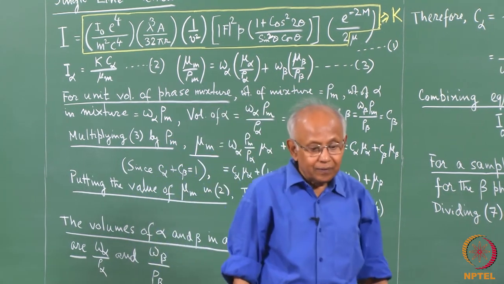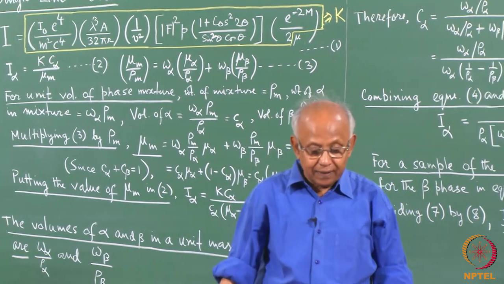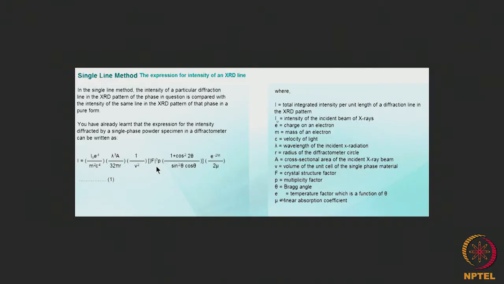Now, we know that I is the total integrated intensity per unit length of a diffraction line in the XRD pattern. I0 is the intensity of the incident beam of X-rays. e is the charge on an electron. m is the mass of an electron. c the velocity of light. Lambda the wavelength of the incident X radiation. r is the radius of the diffractometer circle. A is the cross-sectional area of the incident X-ray beam.